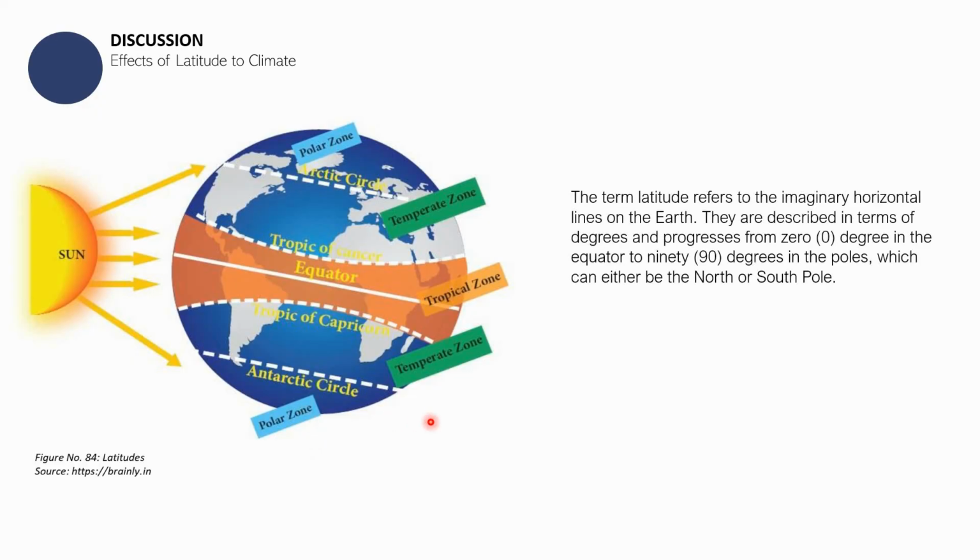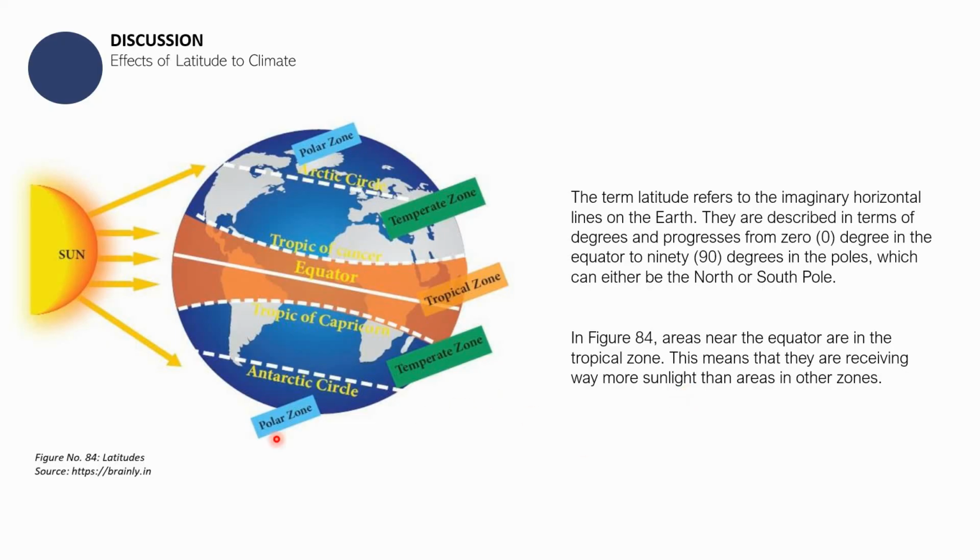The term latitude refers to the imaginary horizontal lines on the Earth. They are described in terms of degrees and progress from 0, which is the equator, and then 90 degrees, which is in the poles. So this is with respect to the center of the planet. So 0 is for the equator, and then 90 degrees into the poles. Ayan. So it can either be the north or the south pole.